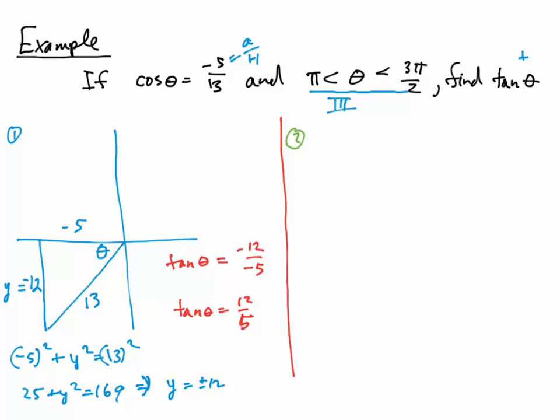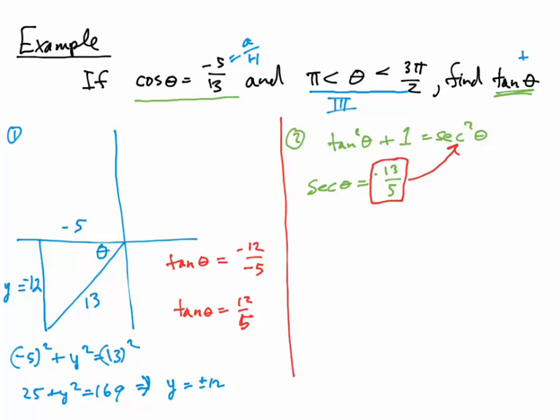So if we want to find tangent theta, well, let's use the Pythagorean identity that has tangent in it. Okay, so tangent squared plus 1 is equal to secant squared theta. Well, we know that secant is just the reciprocal of cosine. So if cosine is -5/13, that means secant is going to be -13 over 5. What we're going to do is take this value and plug it in right here for secant. So we're going to have tangent squared theta plus 1 equals -13 over 5 squared. And then let's just solve for tangent.